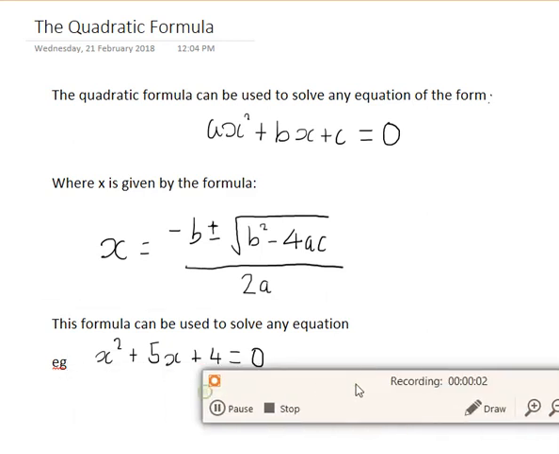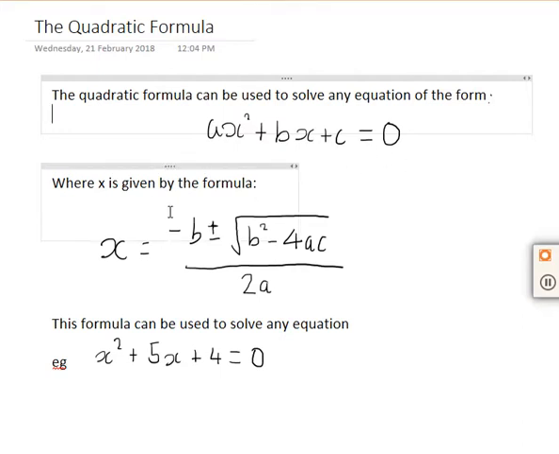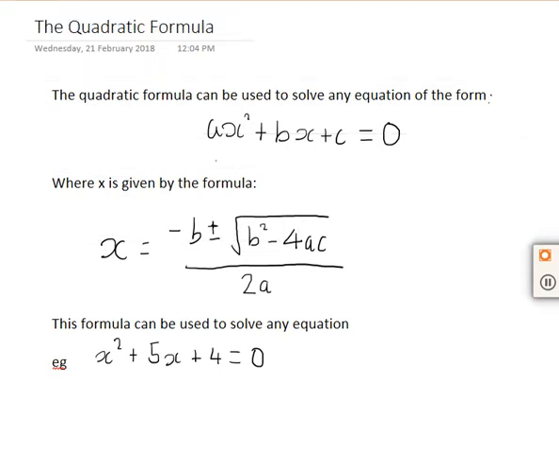Hi guys, so today we're going to run through using the quadratic formula to solve quadratic equations. The quadratic formula can basically be used to solve any equation of the form ax squared plus bx plus c. So basically all the polynomials we've been looking at over the past couple of weeks. The formula is x equals negative b plus or minus the square root of b squared minus 4ac, all over 2a. So the best way to go through this is to just run you through an example.